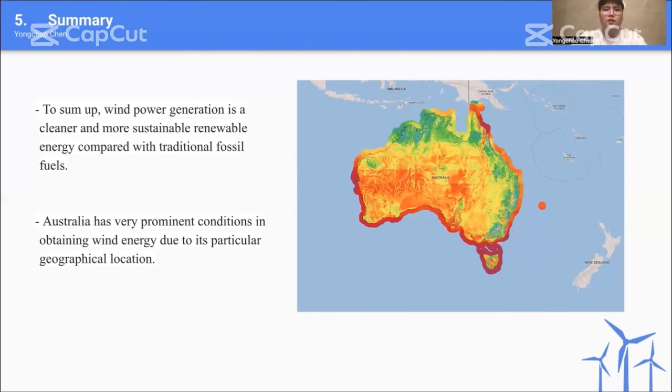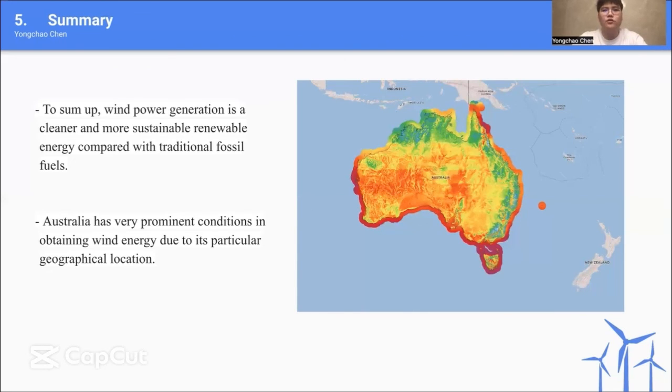Moreover, Australia has very prominent conditions in obtaining wind energy due to its practical geographical location. It's mainly distributed in the north and the west part of the country and close to the center of the population, which effectively reduces the loss caused by energy transportation. Hence, it can be seen that, compared with the fossil fuels, wind power generation has many advantages in terms of cost, source, and sustainability.